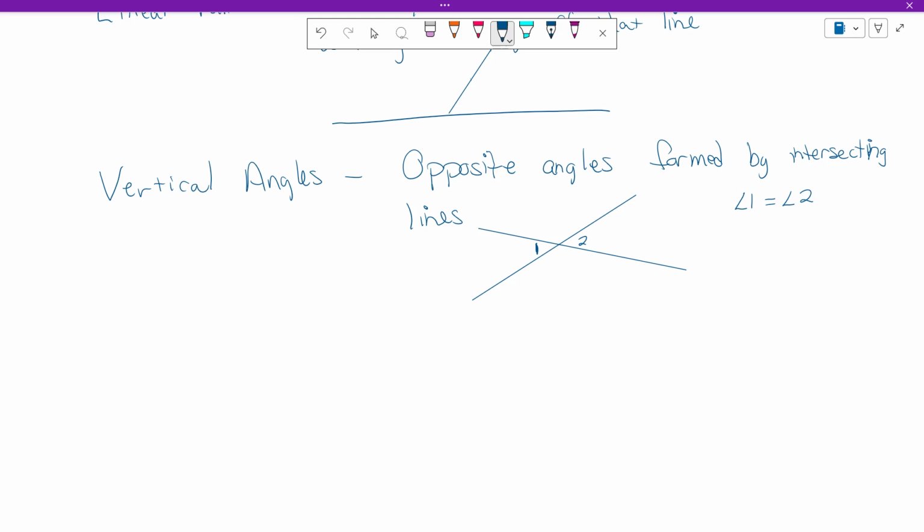Yes. Not always, because there could be some right angles there too. But usually you're right. There's two obtuse angles and two acute angles.